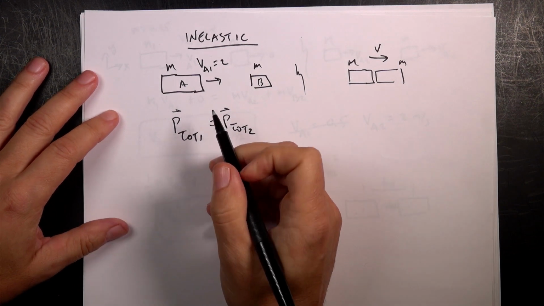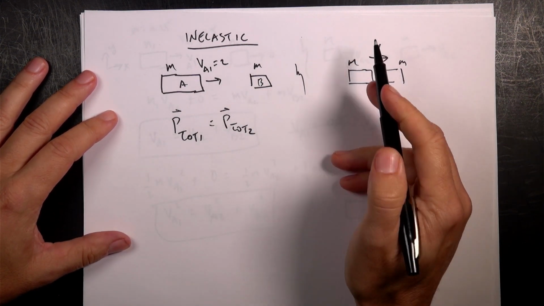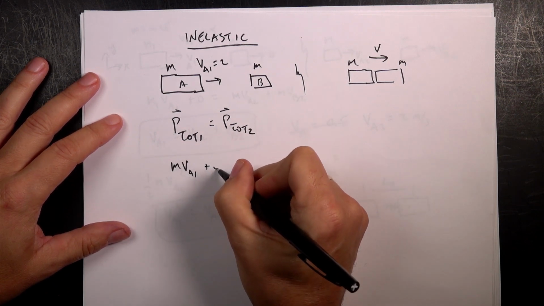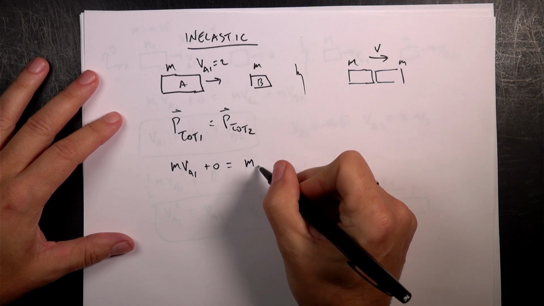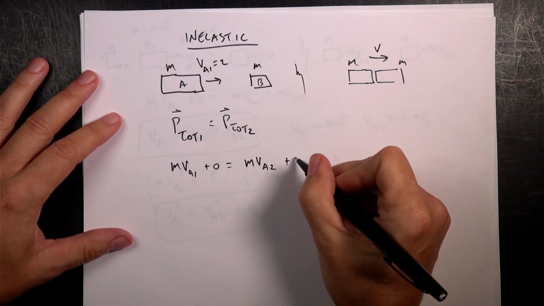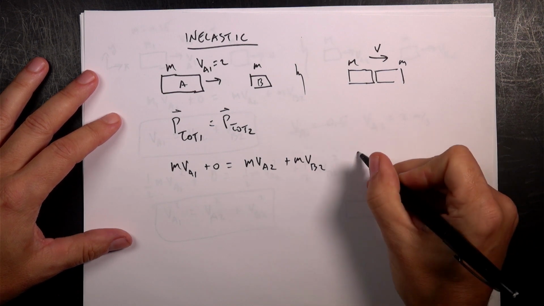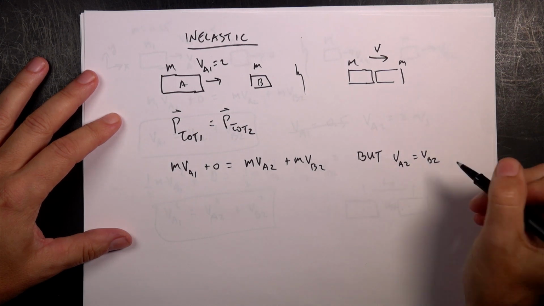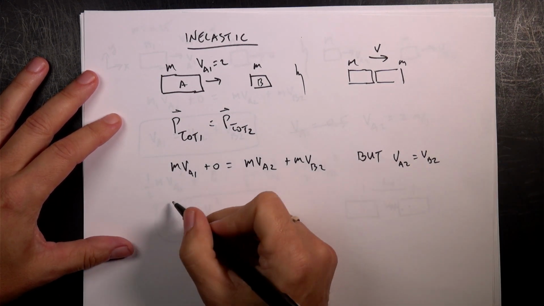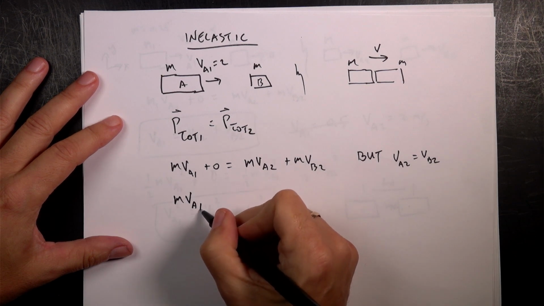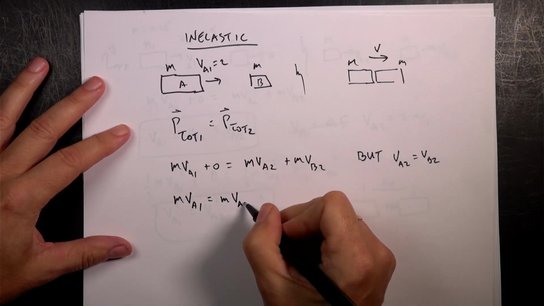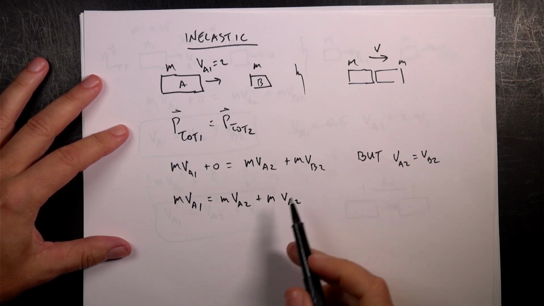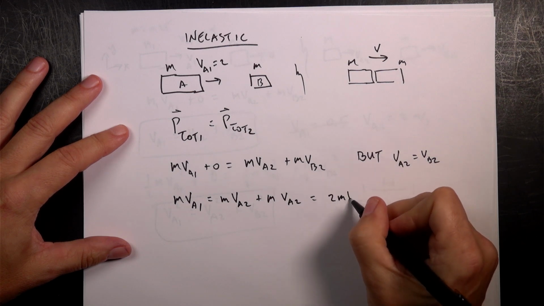In this case, I don't need to solve for the kinetic energy because I only have one variable at the end. The momentum beforehand is M VA1 plus 0. The momentum afterwards is M VA2 plus M VB2. But VA2 equals VB2, they're stuck together, so let's just call it VA2. Now I have M VA1 equals M VA2 plus M VA2, which is equal to 2M VA2.